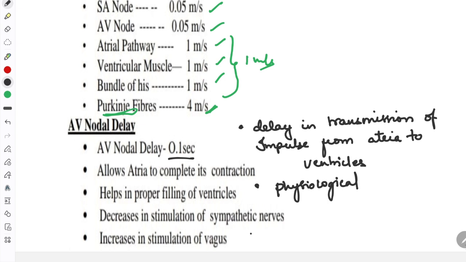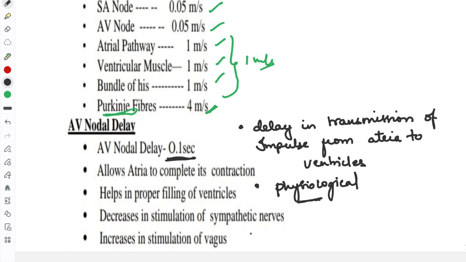Another property of heart is the AV nodal delay. What is this AV nodal delay? It is nothing but a delay in transmission of impulse from the atria to the ventricles. This is called the AV nodal delay. This delay is not pathological, it is physiological. What is the duration of the delay? It is about 0.1 second. If the delay is about 0.1 second, that is completely normal and physiological. If the AV nodal delay is prolonged more than 0.1 second, then that can lead to heart blocks, which is pathological. That is the difference we need to remember in the AV nodal delay.